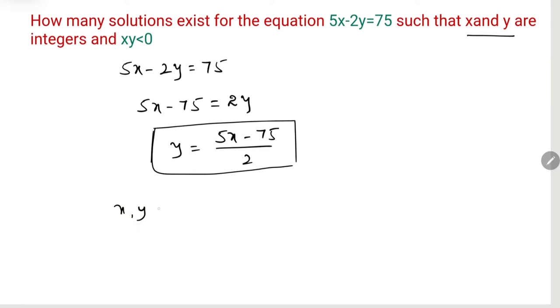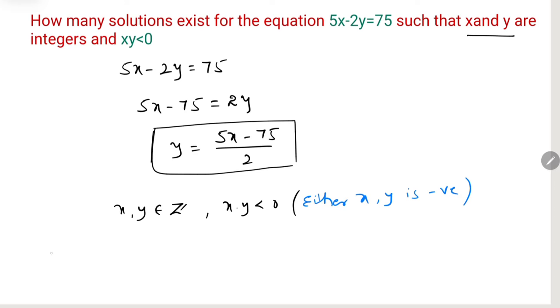Now, we know that x and y are integers, and x into y is less than 0. It means either x or y is negative. Out of these two, one may be negative.